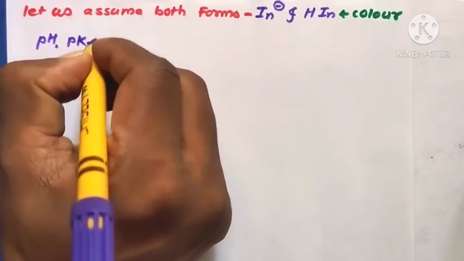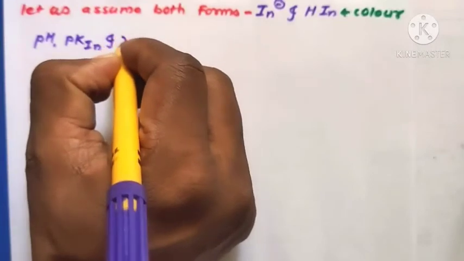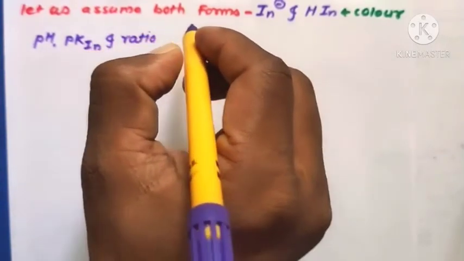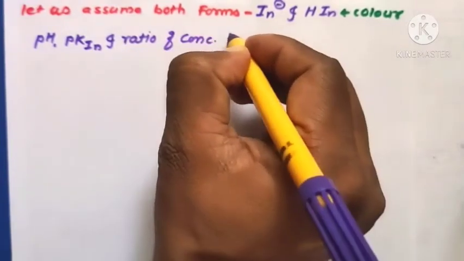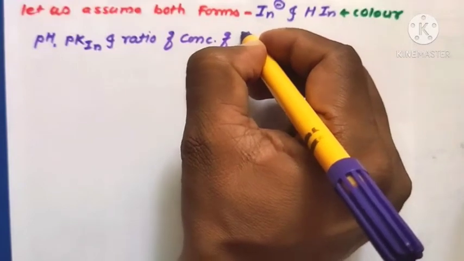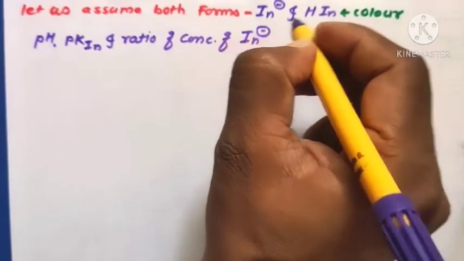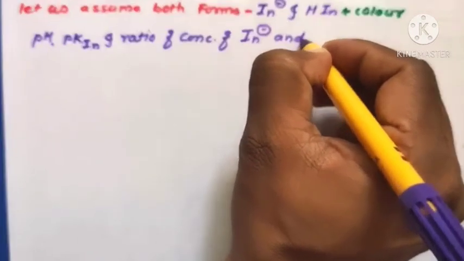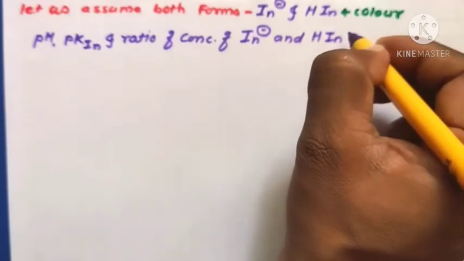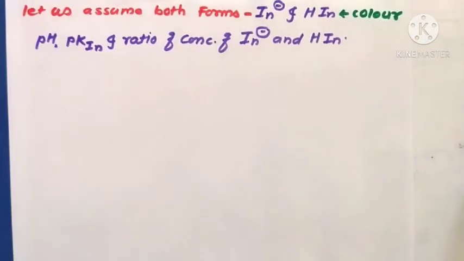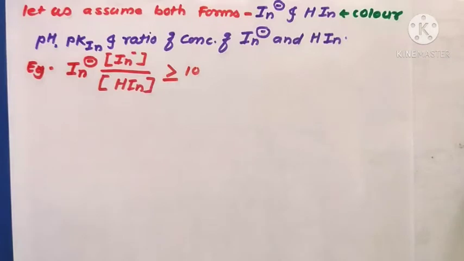Therefore, the color of the solution will depend on factors like pH, pKin, and the ratio of the concentration of In minus and HIn, that is the indicator. For example, the color due to In minus is visible when the concentration of In minus divided by the concentration of HIn is equal to or greater than 10 times.